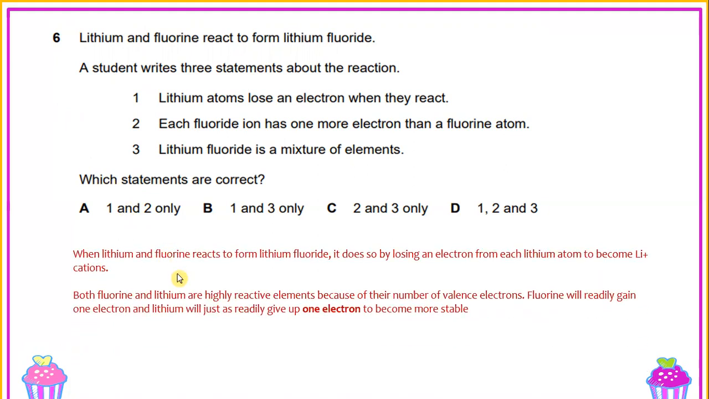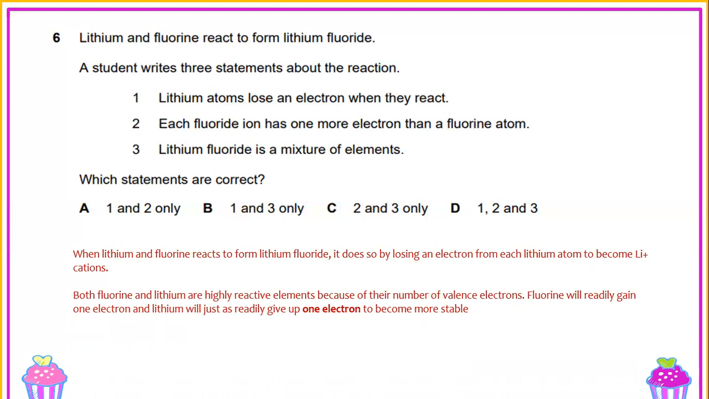When lithium and fluorine react to form lithium fluoride, it does so by losing an electron from each lithium atom to become a lithium positive cation. So the answer for statement 1 is correct.